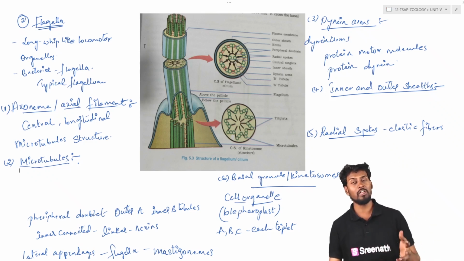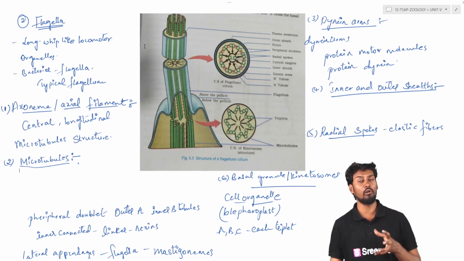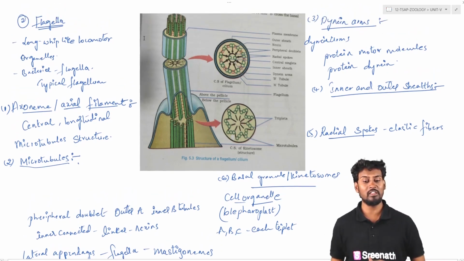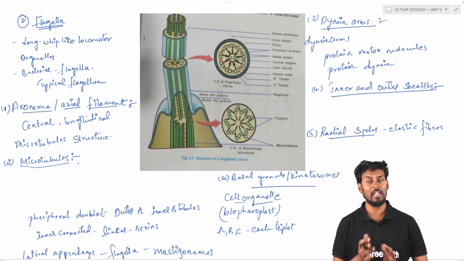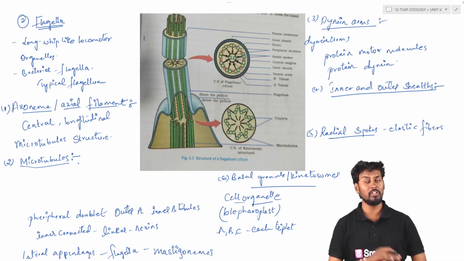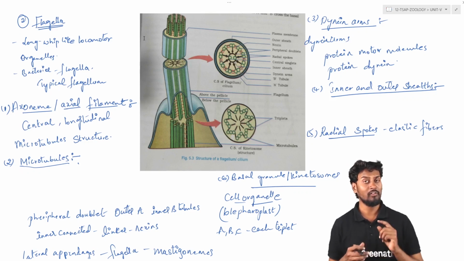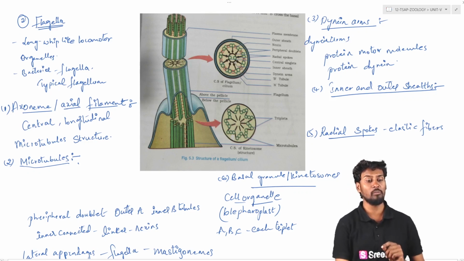So whatever it may be, the flagella is a long whip-like locomotor organelle which is involved in locomotion. When you are discussing the flagella or cilium present in the protozoa, in the cross section of this particular flagella or cilium, we can see there are different elements which make up one particular flagella.